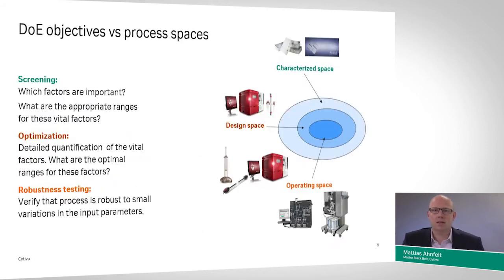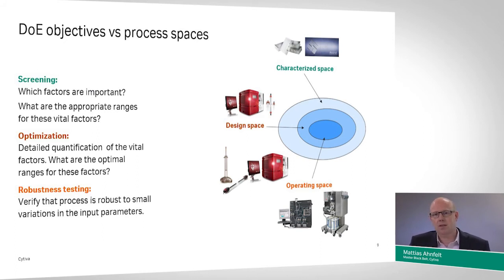So within design of experiments, we talk about three different objectives for our investigations. And if we think about those three objectives also versus a timeline in process development, we can map them as process spaces as well. So starting out early in process development, we're not really sure about which factors are the most important ones and in what range we are most likely to have the best process performance.